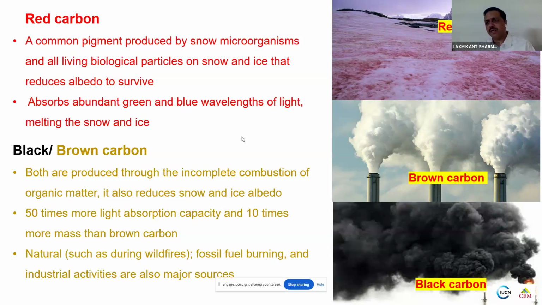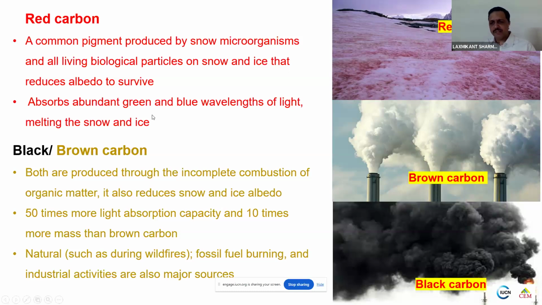Particularly in high altitude regions where snow is present, this type of carbon, red carbon, is produced due to microorganisms or algae, and they create emissions of GHG gases. So that type of carbon is also designated as red carbon.